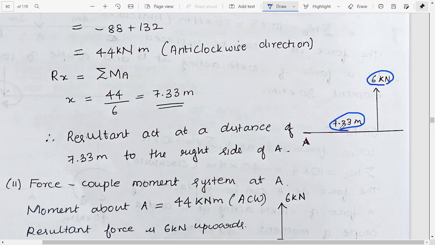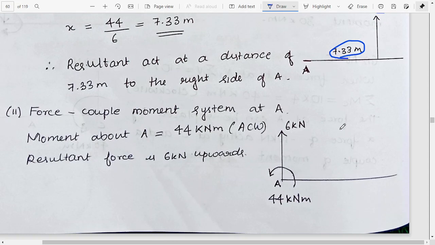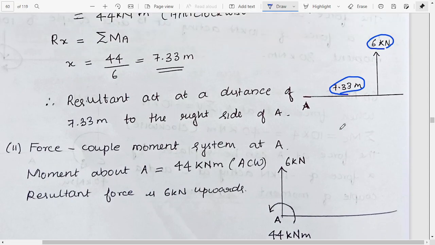Okay, now we need to change it to a force and couple moment at A. So first we have that 6 kilonewton force and 7.33 meter. Now we can just take this to this side and multiply this 6 and 7.33. So we'll get a couple like this. This is positive, so it will be anti-clockwise. Okay, so it will be something like that.